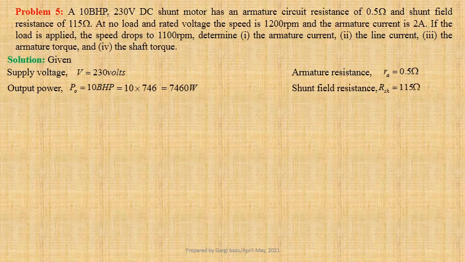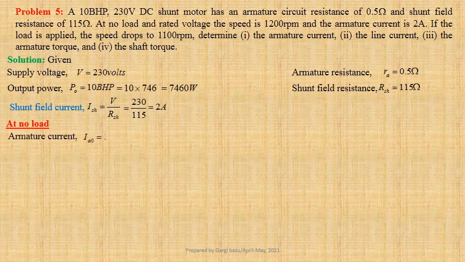Let us now calculate shunt field current. ISH equals V by RSH, that is equal to 230 by 115, that gives us 2 ampere. At no load, armature current Ia0 equals 2 ampere. Speed of the motor N0 equals 1200 rpm. Line current IL0 equals Ia0 plus ISH. Using values, we get 2 plus 2, that is equal to 4 ampere.